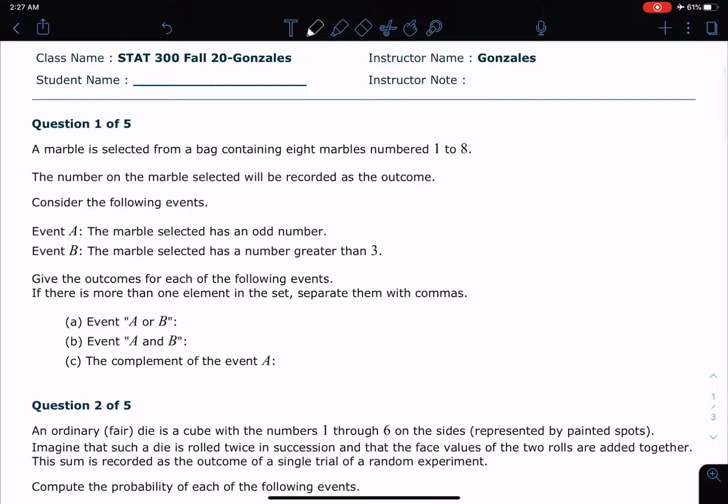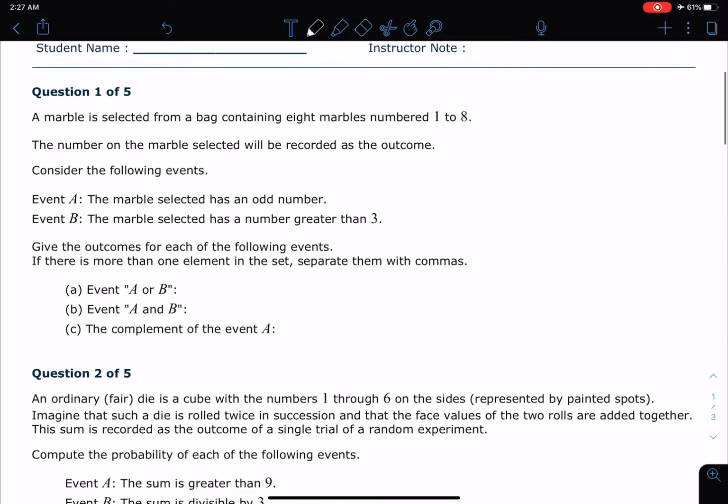Question number 1 says a marble is selected from a bag containing 8 marbles numbered 1 through 8. The number on the marble selected will be recorded as the outcome. Consider the following events. Event A is the marble selected has an odd number on it. And event B, the marble selected has a number greater than 3.